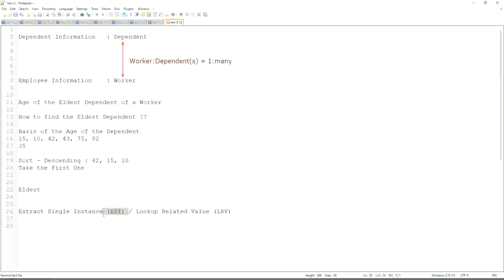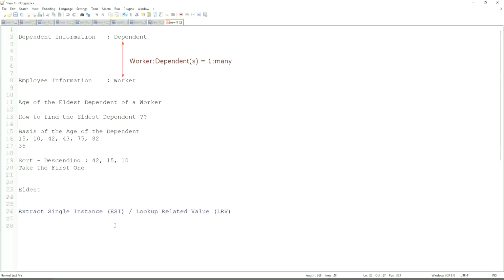We do not only leave with ESI. Once we extract the ESI, we use it to get some value. That's the LRV. Like here, we are going to get the age of the eldest dependent. The eldest dependent will be returned by the ESI, and the age of that eldest dependent will be an LRV. This will be a very, very common question.